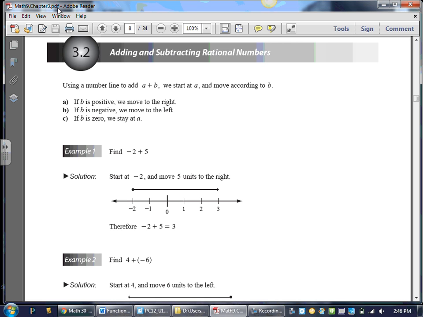According to this book, you use a number line to add A and B. We start at A and move according to B. So if B is positive, we move to the right. If B is negative, we move to the left. So this is not near as hard as it might seem in that book.